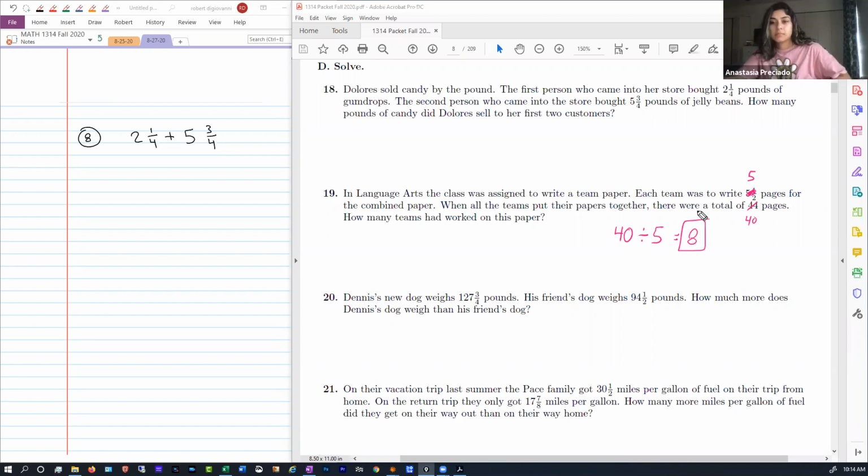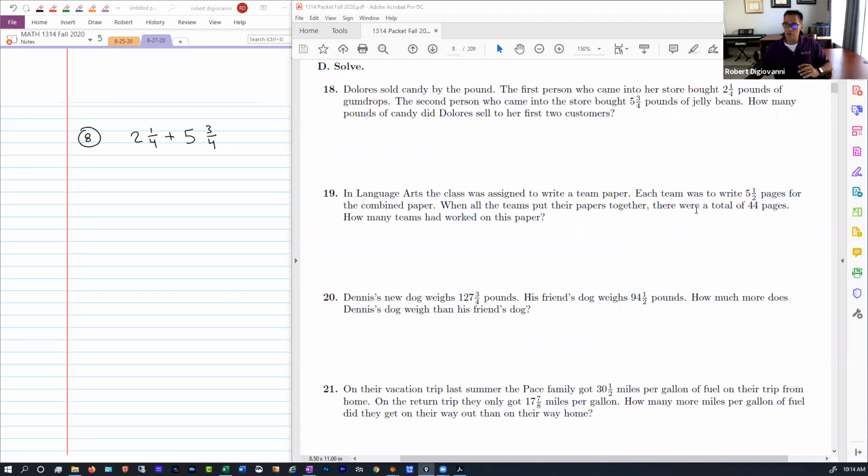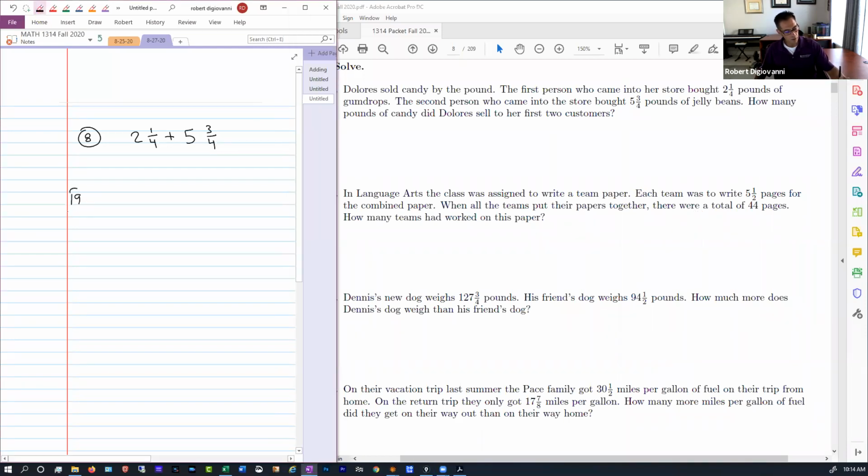Now that we know what the operation is, let's just clear that out. And let's do that same thing, but with the numbers we have, right? So we are going to be taking the total number of pages, which was 44, and dividing it by how many pages each team did, 5.5. Does that make sense now? Yeah? Yeah.